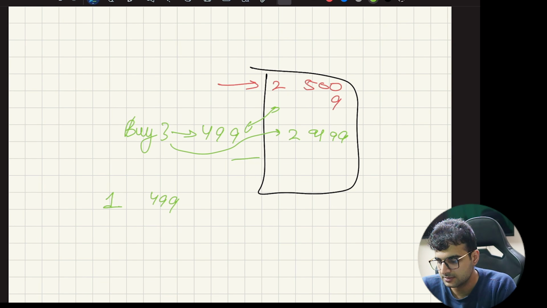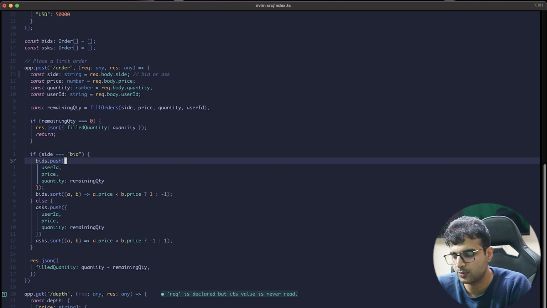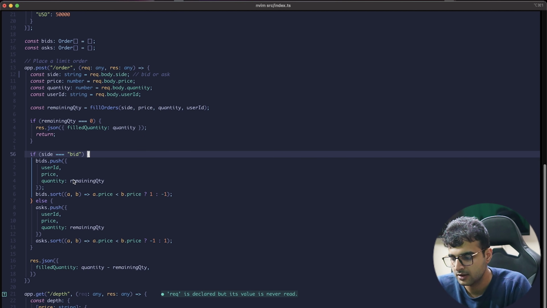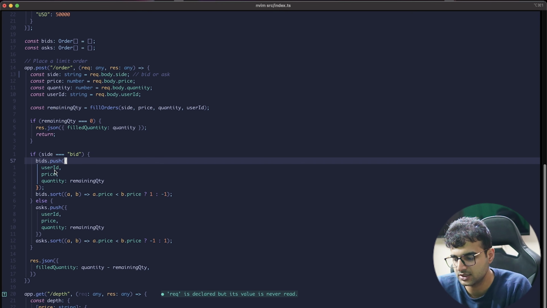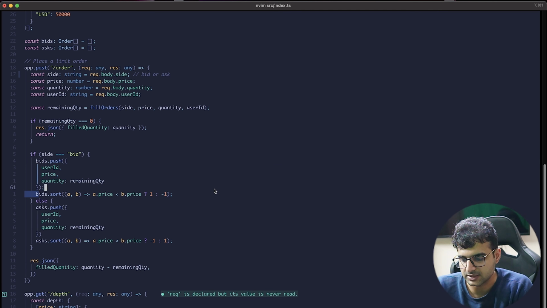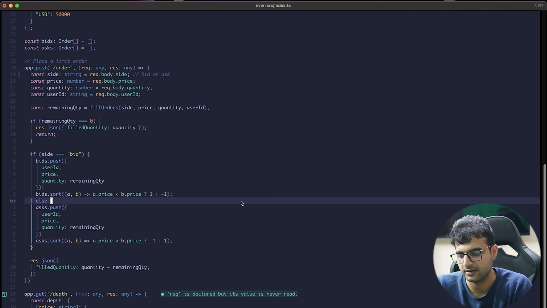And when that happens, you proceed to put the rest of the quantity in the bids or the asks array. So as you can see, I say bids.push this user ID at this price wants to buy this much quantity, and vice versa. This user at this price wants to sell this specific quantity. And I'm doing something special here. I'm sorting the bids and the asks array at the very end. Why am I doing this?